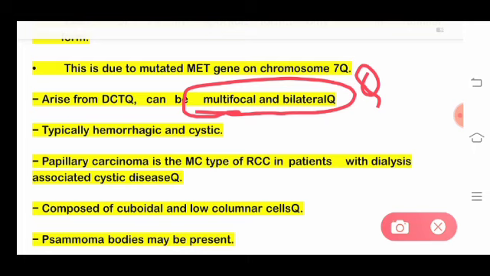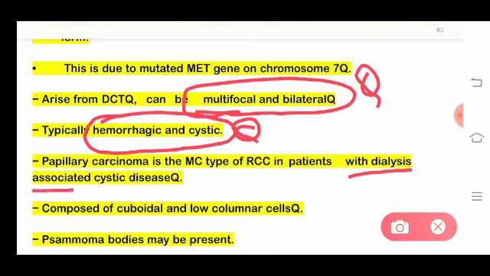I am telling you this because in clinical questions you have to differentiate based on the features the patient has. If they say the CT scan shows a multifocal bilateral lesion, you will mark papillary rather than clear cell. Another specific feature is that papillary tumors are hemorrhagic and cystic, and are specifically associated with dialysis-associated cystic disease. This is the most common type of RCC seen in patients with dialysis-associated cystic disease.